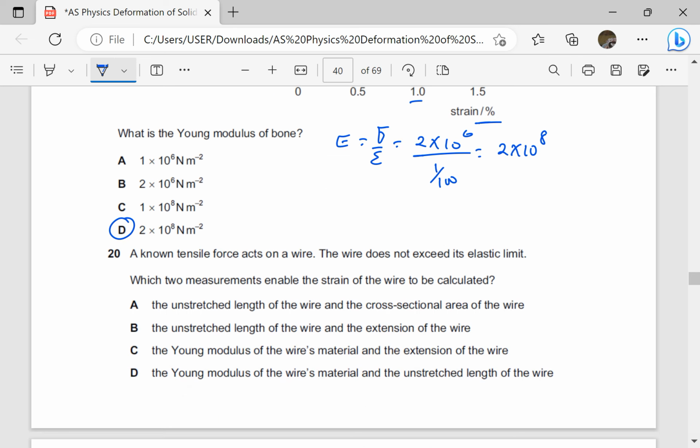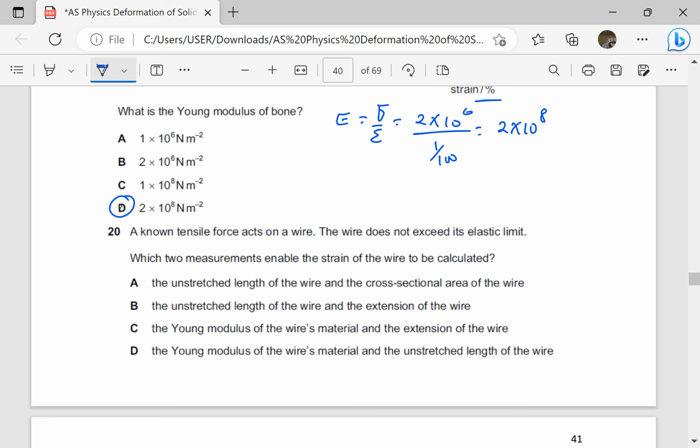And lastly, a non-tensile force acts on a wire. The wire does not exceed its elastic limit. Which two measurements enable the strain of the wire to be calculated? Remember, strain is equal to extension over original length. Okay, the unstretched length of the wire and the cross-sectional area, that one does not give us the strain. The unstretched length of the wire and the extension, that is strain. So the answer is going to be B.